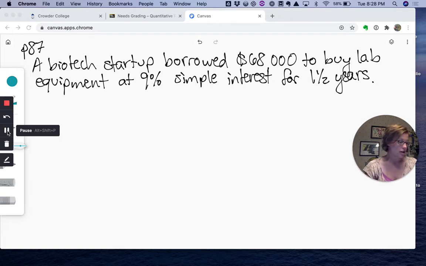A biotech startup borrowed $68,000 to buy lab equipment at 9% simple interest for 1.5 years. Pause, so you get what's going on. It's a startup, they don't have anything. They're borrowing money in order to buy their equipment. For the privilege of borrowing that money and starting their new business, they agree to pay 9% simple interest for 1.5 years. So then our question, number 7, find the future value of the loan.